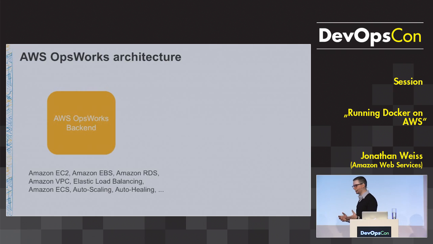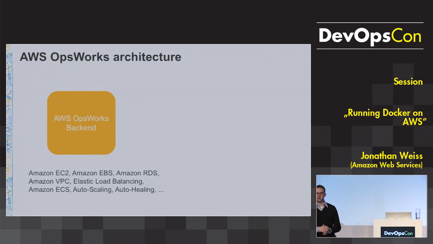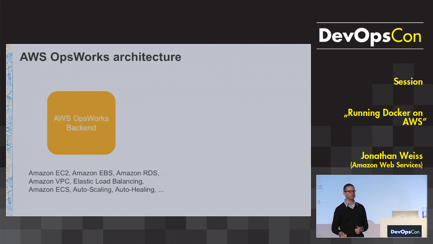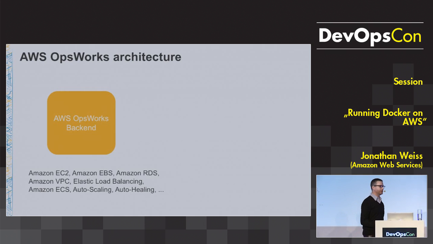So in that world where I want to have this pool of instances being able to run Docker, you want to define how many should there be, right? And if there's an instance broken, I want it to be replaced. I want to use auto-scaling to launch more instances if I have the need to, and so on. And this is what the OpsWorks backend is taking care of.